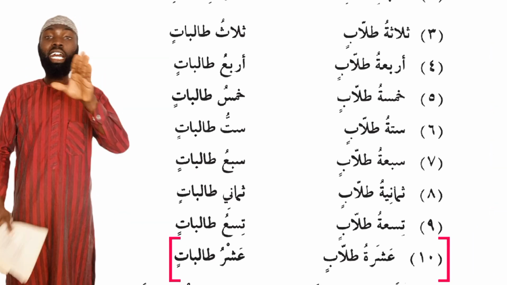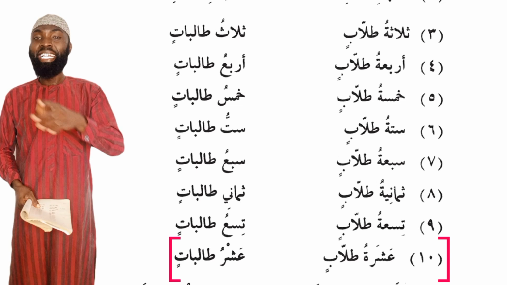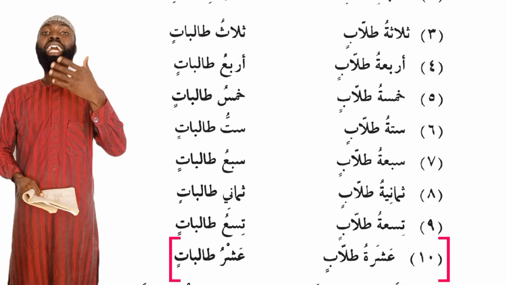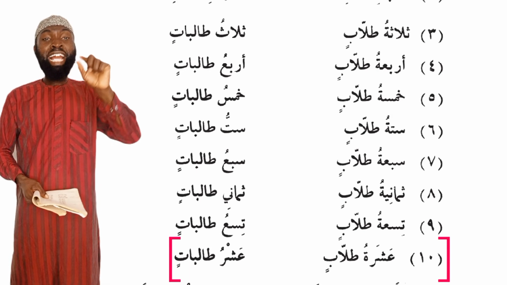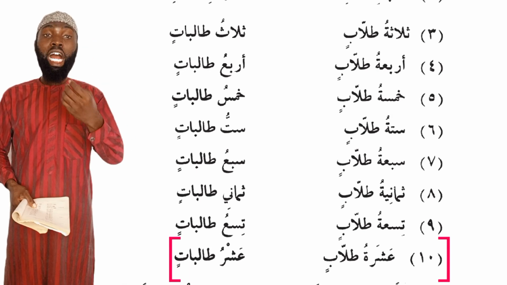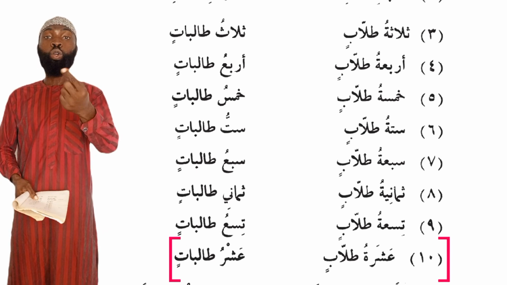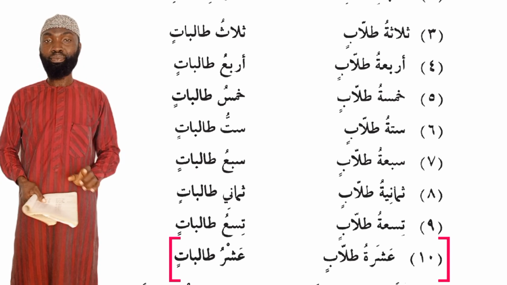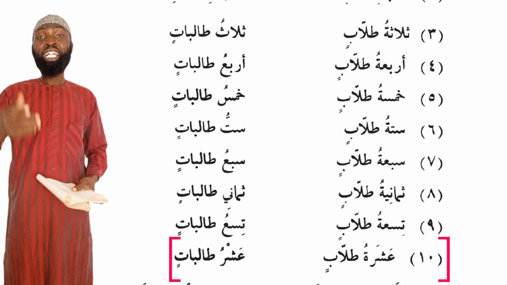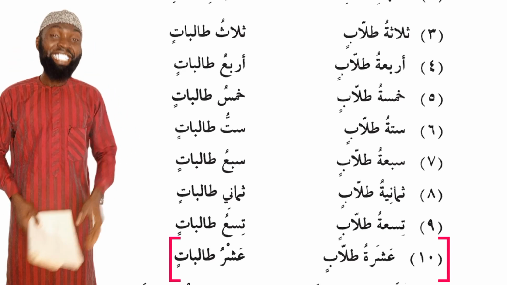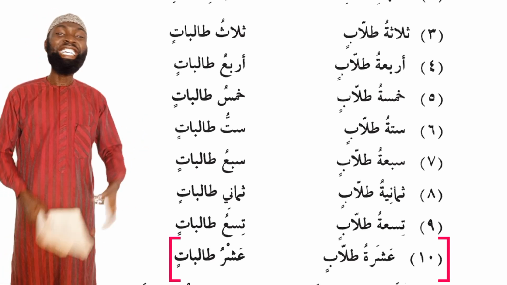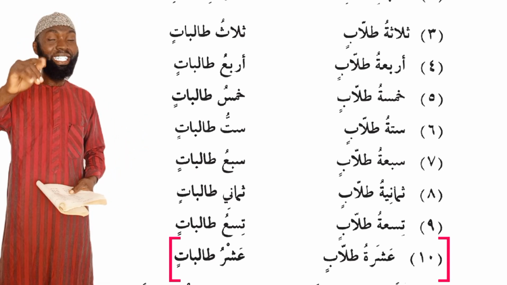Then for the word ashara, which is number 10, it is the same. For the masculine word, it will be asharatu tulabin, 10 male students. For the female student, it will be ashru. You can see ashru. The shin here will be having sukun. But for male, it will be asharatu tulabi, 10 male students. Then for the female student, it will be ashru talibati. This is the rule guiding numbers from 3 to 10.